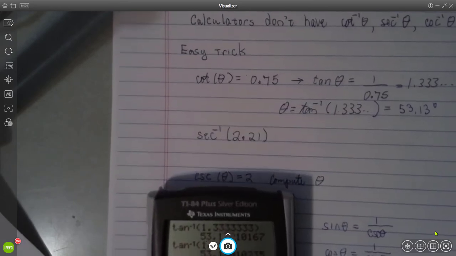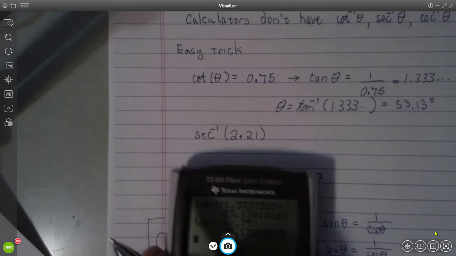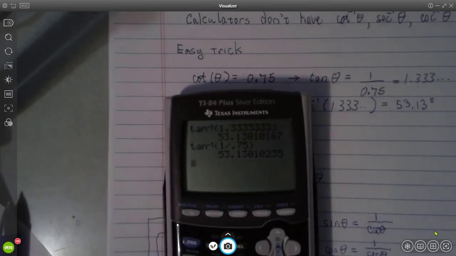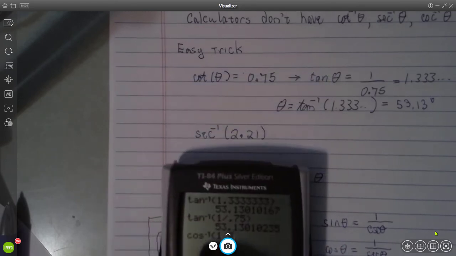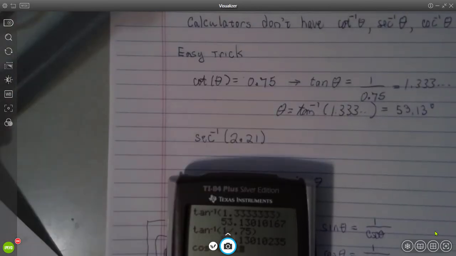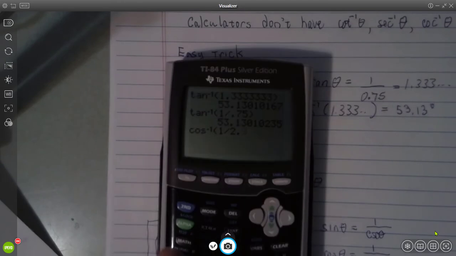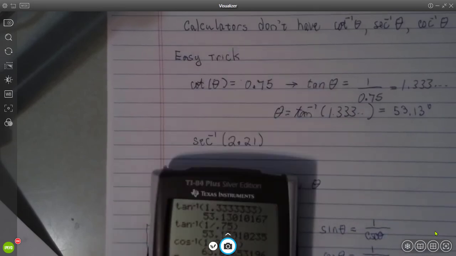All right, so suppose we now want the inverse secant of 2.21. Well, on the calculator, we would do it this way. You would take the inverse cosine of 1 over that secant value, which is 2.21. And we find that the angle is 63, if we were to round off, 0.10.